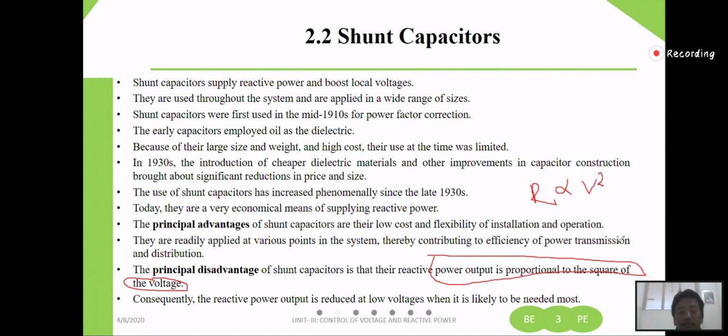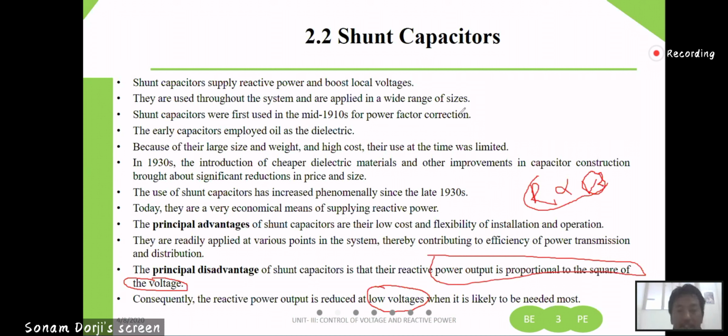So now if there is a low voltage, the reactive power is proportional to the square of the voltage, so your reactive power output will reduce at low voltages. If there is very low voltage, your reactive power output will decrease as the square of this voltage. And actually, when we require reactive power is when there is a low voltage.